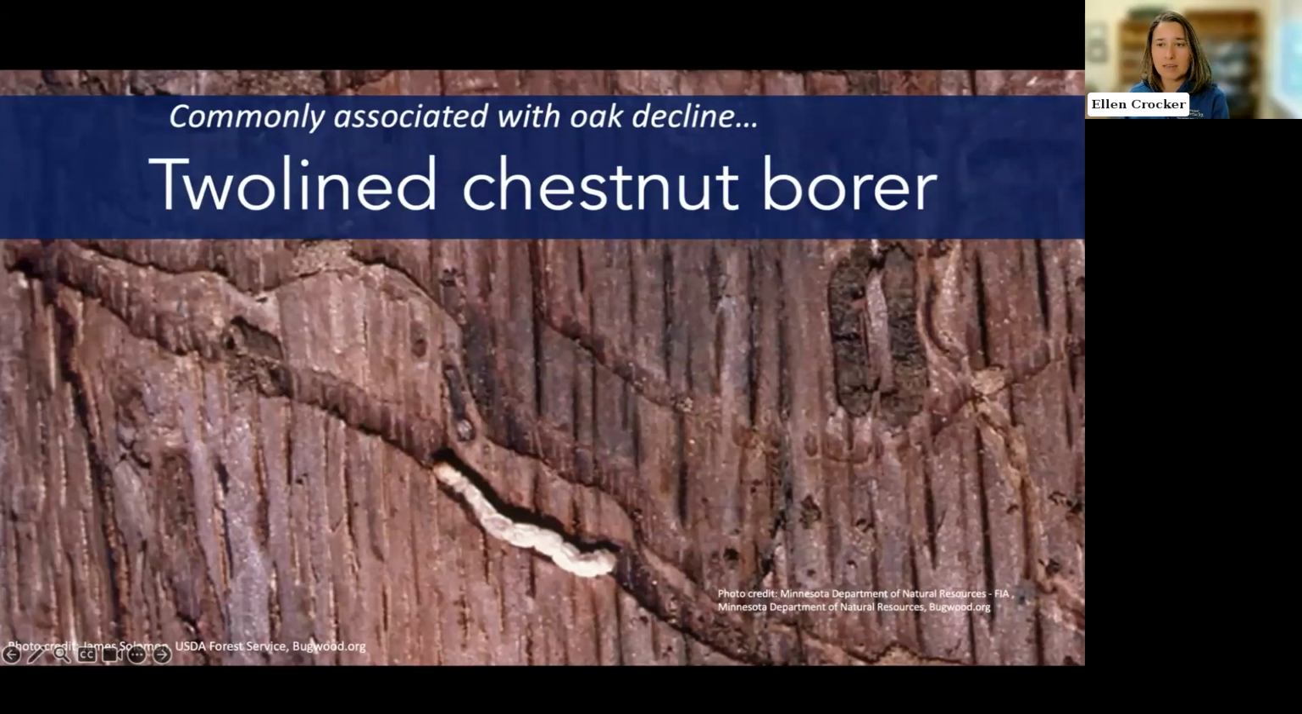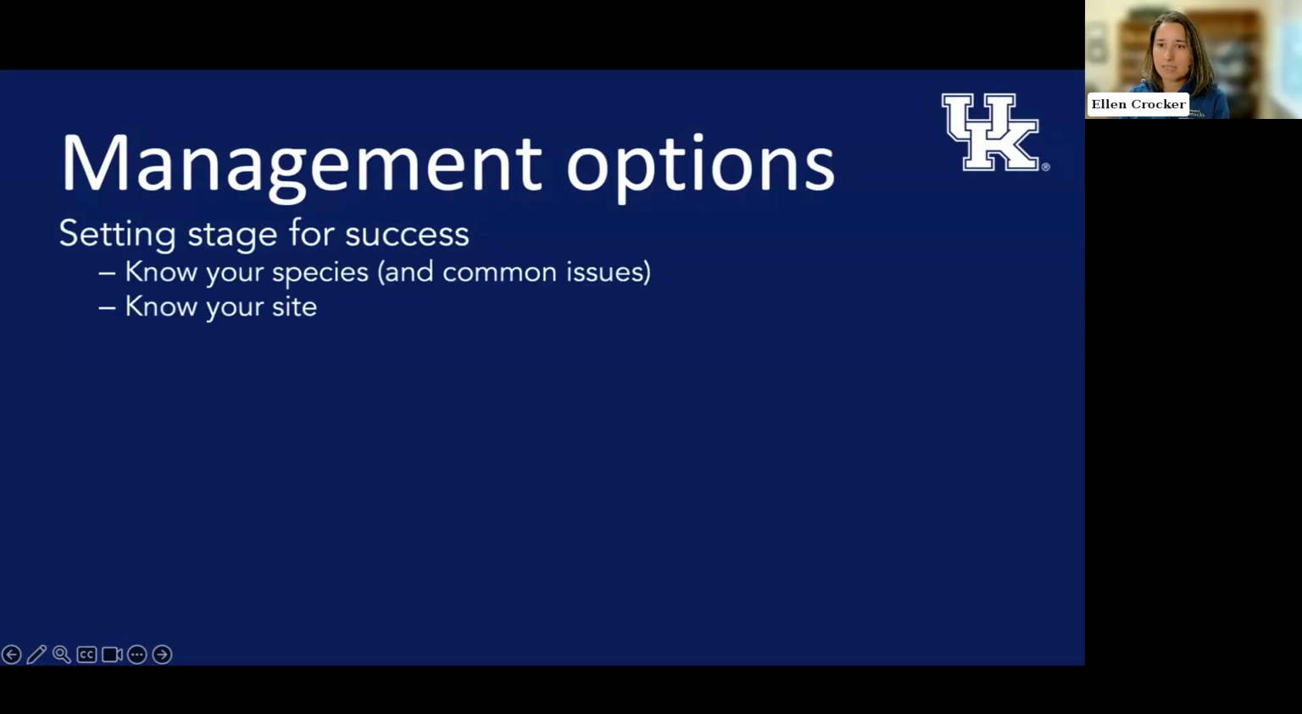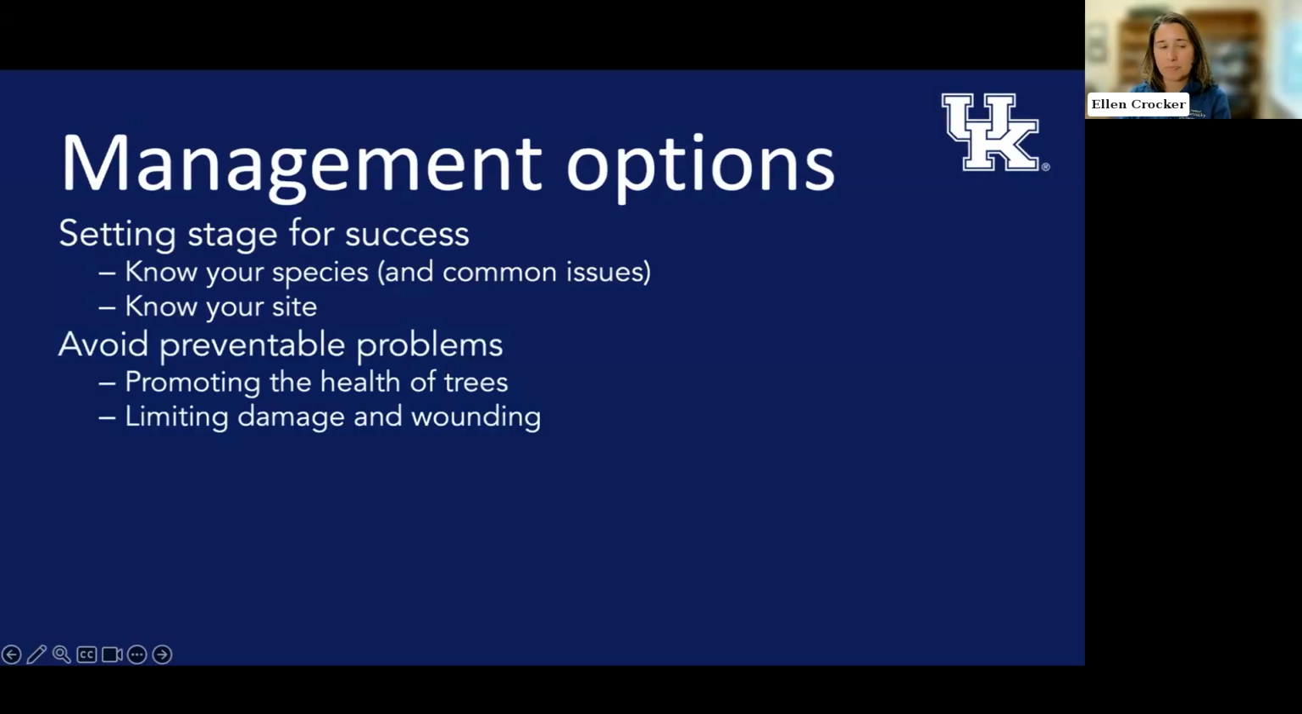So, we've been seeing a lot of tree decline, especially in our older red and black oaks in the state. As they reach the upper end of their life expectancy, it's natural, but it's also really important to know about that so you can plan for it. So when it comes to thinking about management options for tree diseases, we've talked about a lot of these individually, but I think a lot of it is setting the stage for success. So knowing your species and what the common issues are, and knowing your site, what is likely to be a problem there. And then avoiding preventable problems.